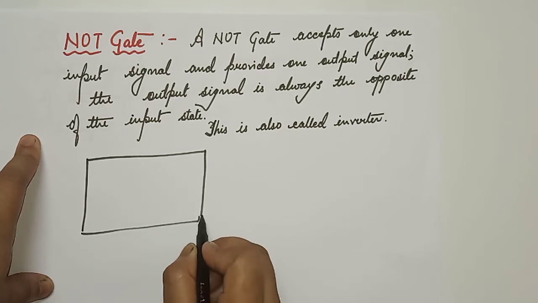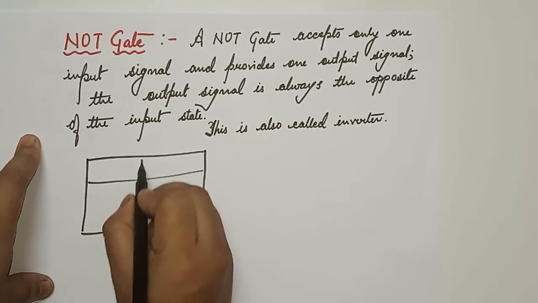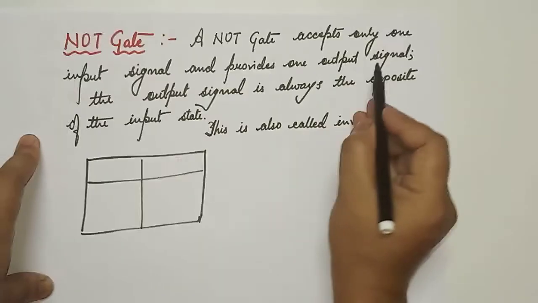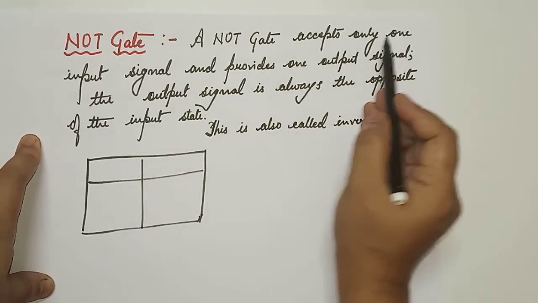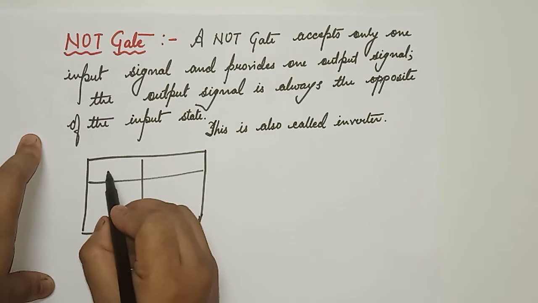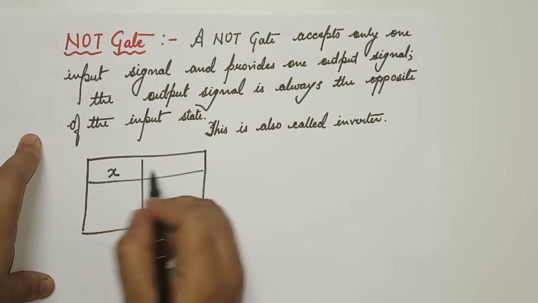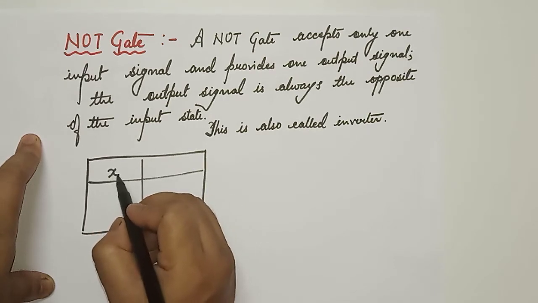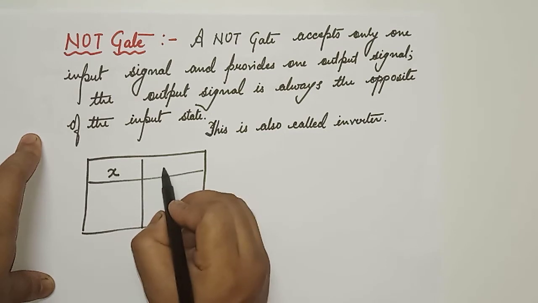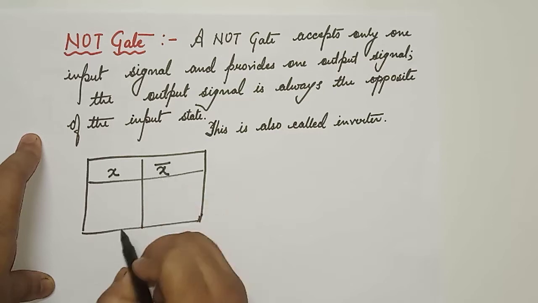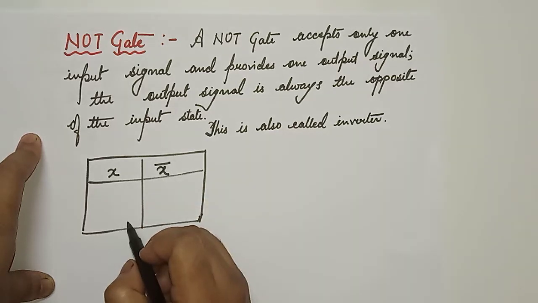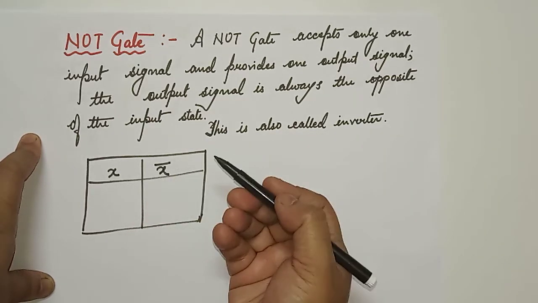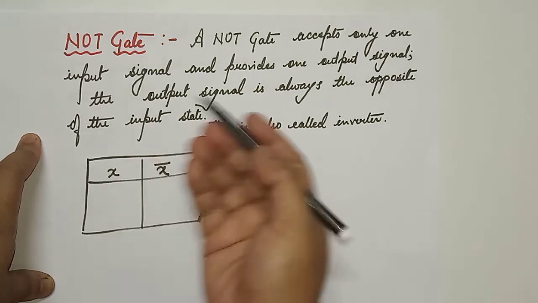From the definition, we can see it accepts only one input signal. That means we can have only one variable over here. So let's say x is the input variable, and we have to find the complement of x. A NOT gate always produces the complement of the input signal.